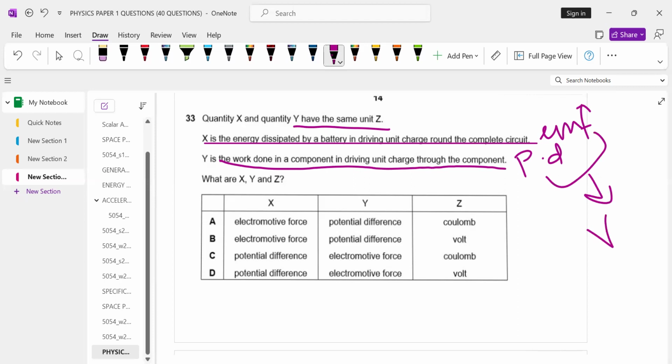Let's look at the options. X is EMF. For EMF, we have two options, A and B. So C and D are incorrect. For Y, we have PD. And for Z, we have volts. So option B is correct for this question.